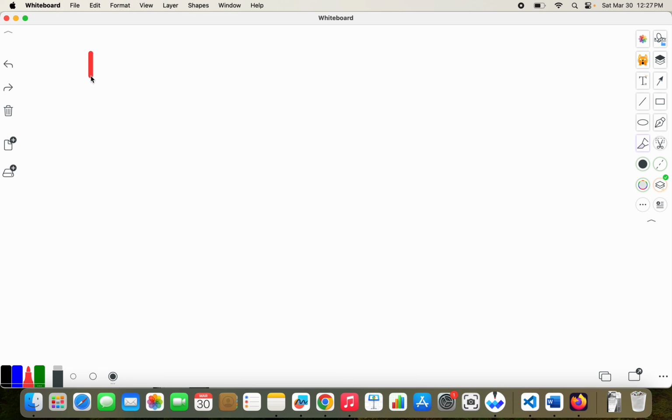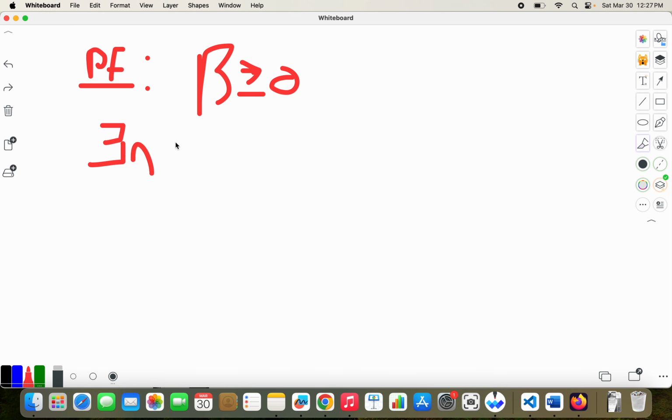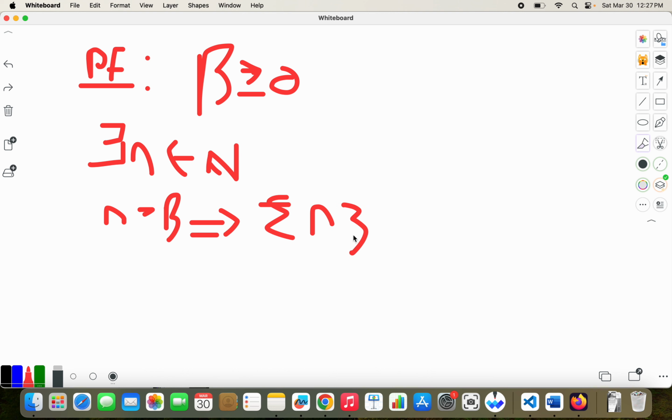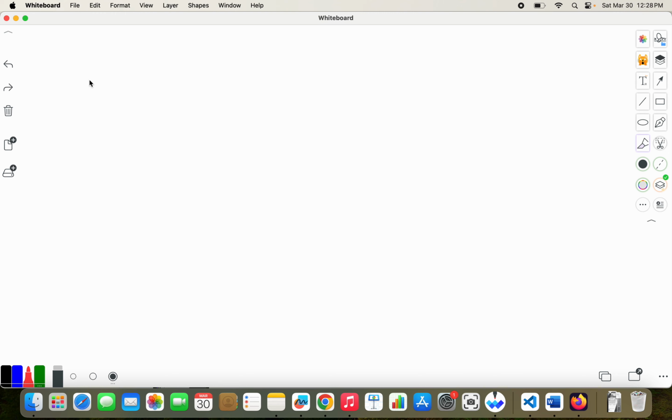And here's a proof that n is unbounded, not 2 to the n minus 1, because that was my own example. Let b be greater than or equal to 0. By Archimedean property, there exists an n in natural numbers such that n is greater than b, which implies n is unbounded. Archimedean property.